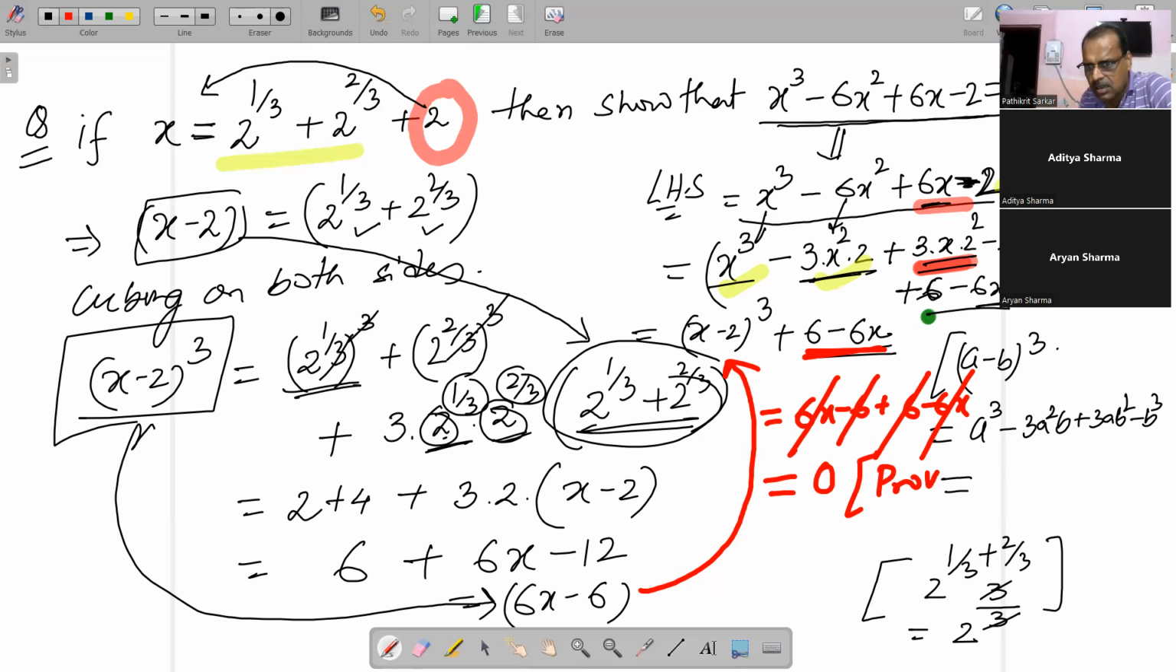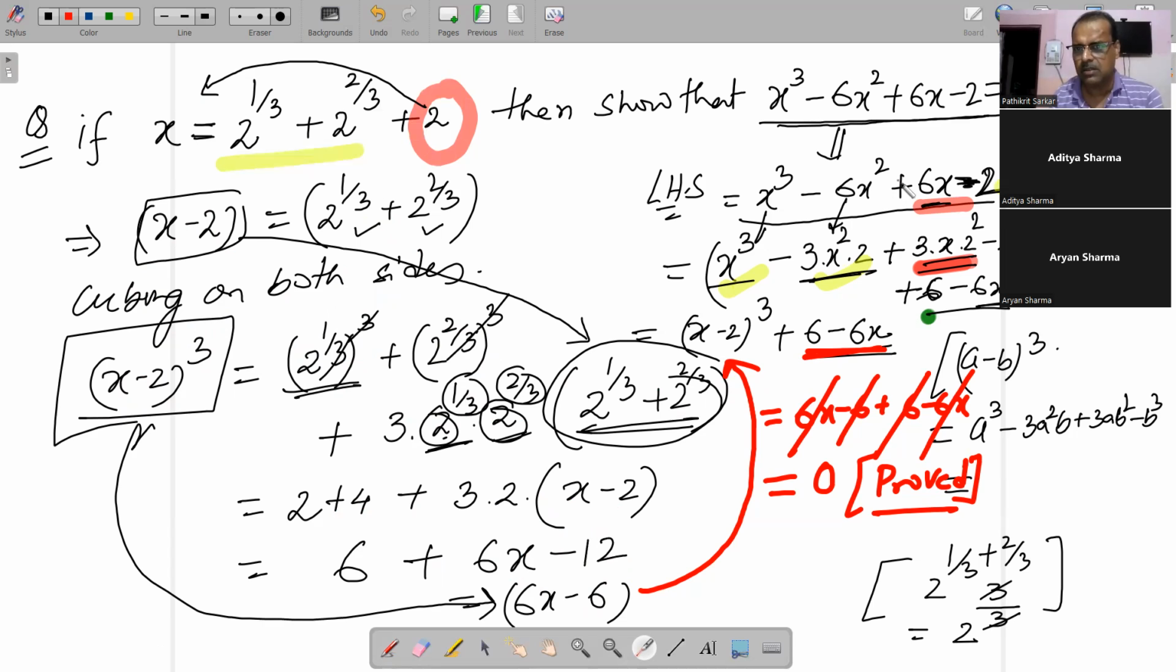So it is proved. In this way we can solve this problem like this. There are many ways, but this is one of the ways by which we can solve. That means you have taken the 2 to this side, after that you cube on both sides, so (x - 2) whole cube, and then if you cube this portion, it comes down to a cube plus b cube plus 3ab into (a plus b), and after doing these things you get these equations.